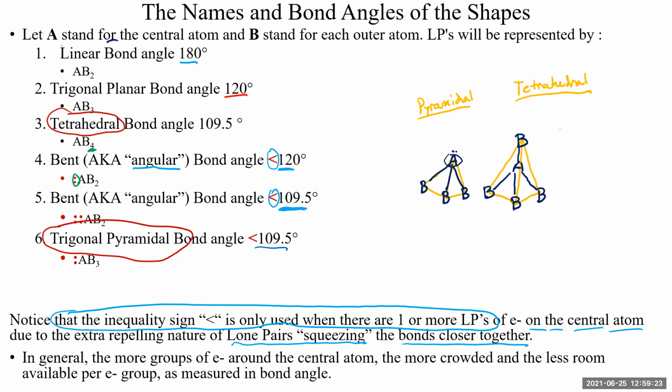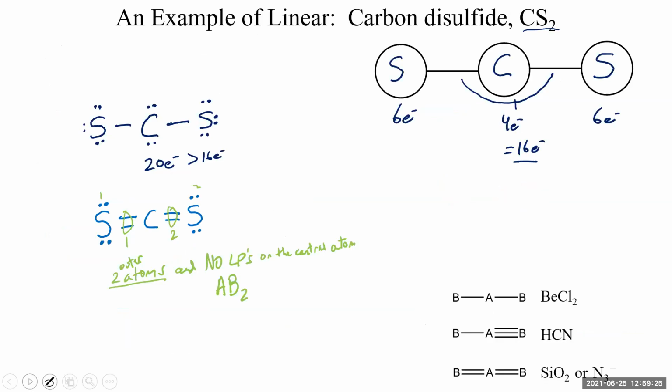So if you draw a valid Lewis dot structure that ends up having a central atom with no lone pairs on it and only 2 outer atoms, that is definitely 100% linear. Those are the criteria. And so this has a 180-degree bond angle, and it looks like we drew it correctly with the correct shape. We drew it in a straight line.